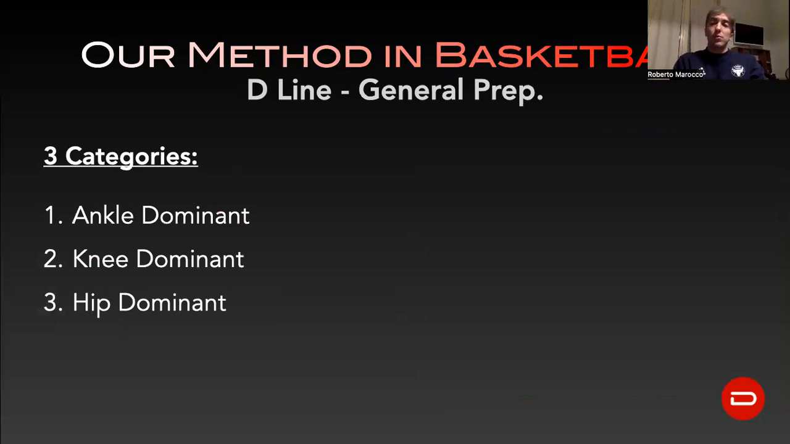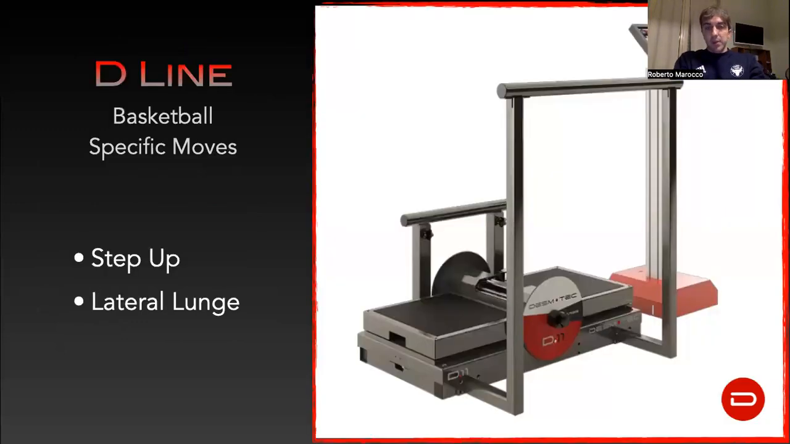Okay, but which kind of exercises? We divide in 3 categories based on the joint we involve. Ankle dominant exercise, knee dominant, hip dominant. I want to propose you 2 exercises, the step up and the lateral lunge. Now we see how we do this with basketball players.